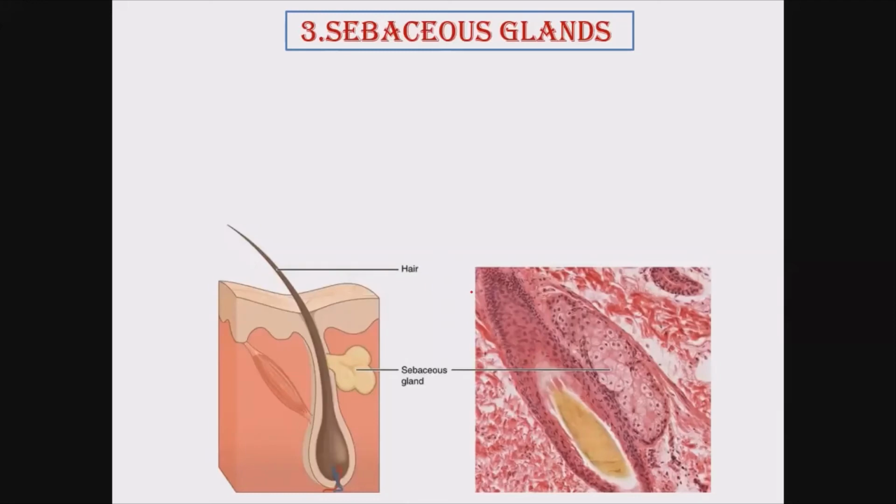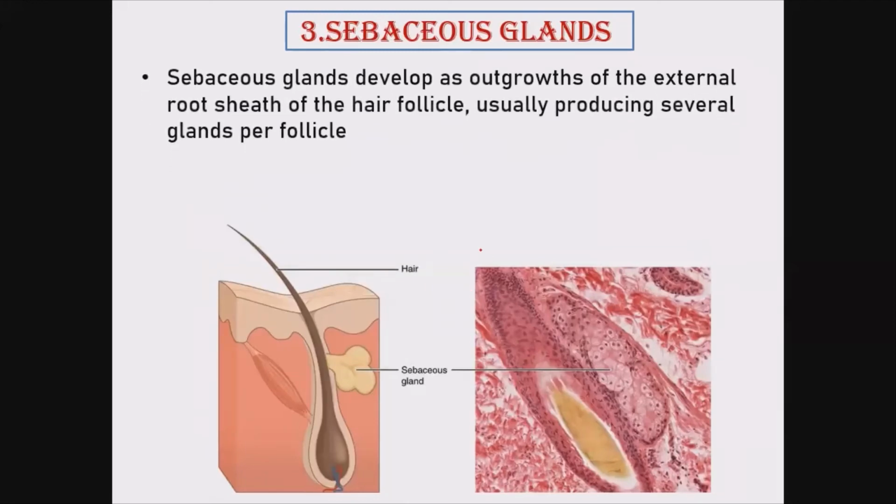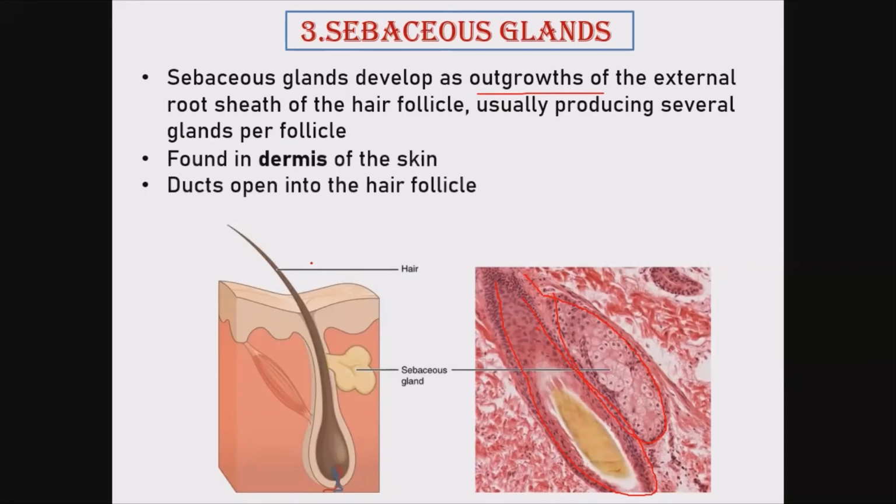Another important structure in the epidermis is the presence of sebaceous glands, which develop as an outgrowth of the external root sheath of the hair follicle, usually producing several glands per follicle. Okay, so this is one follicle. From usually one follicle, there will be several glands on one side or another side. So this is your sebaceous gland, which is opening here into the hair follicle. Found in the dermis of the skin, the ducts open into the hair follicle. It is a type of holocrine gland.